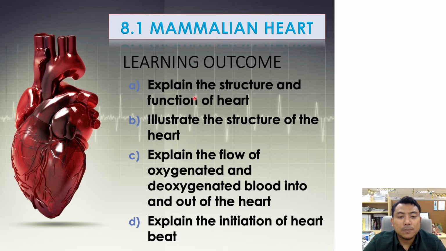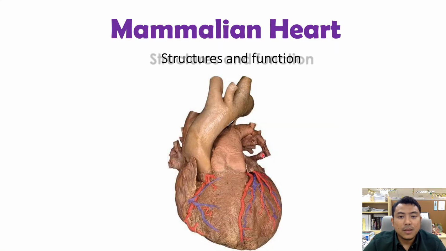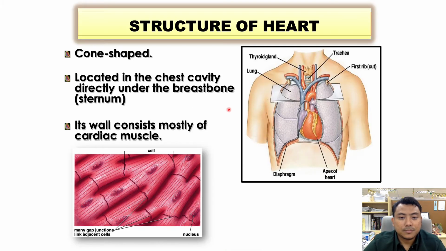We're going to explain the structure and the function of heart, illustrate the structure of the heart, explain the flow of oxygenated and deoxygenated blood into and out of the heart, and explain the initiation of heartbeat. Okay. So first we're going to look at the mammalian heart, okay, structures and the function. So here is a human heart, all right, the actual human heart.